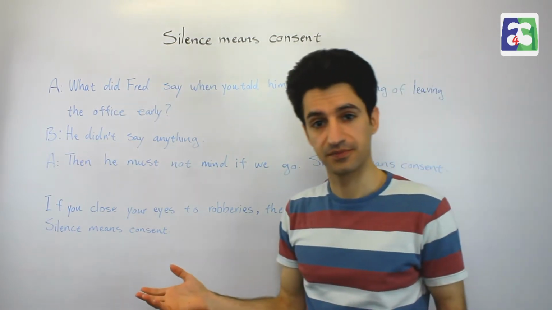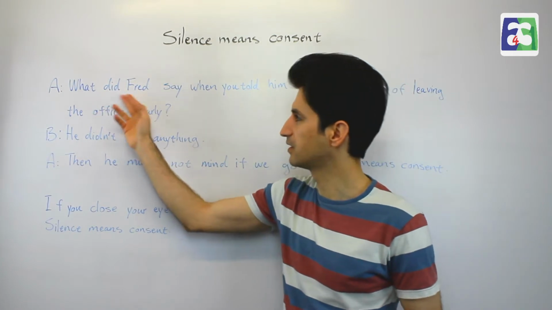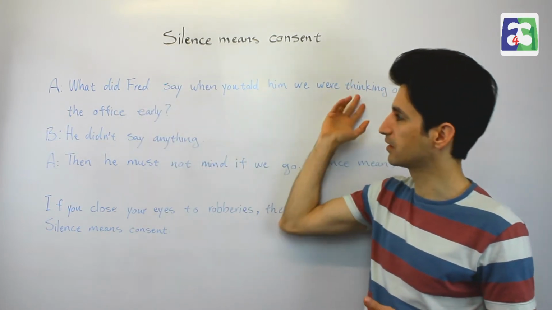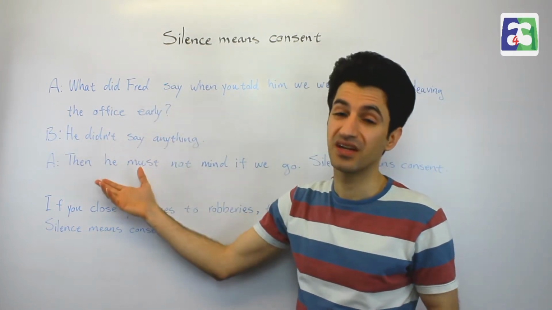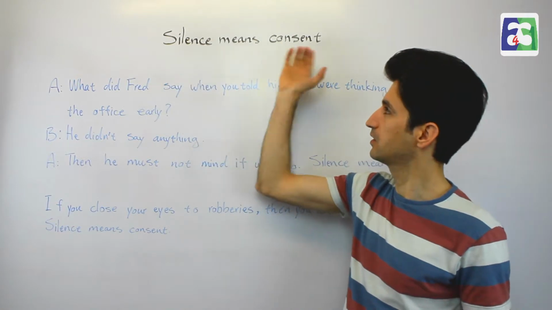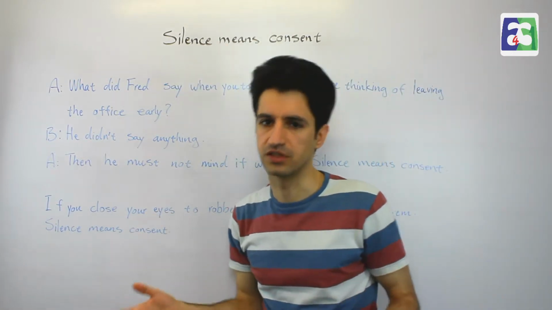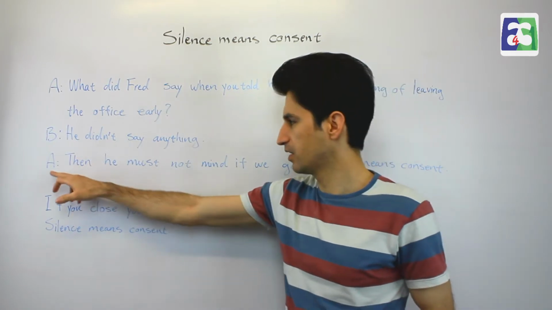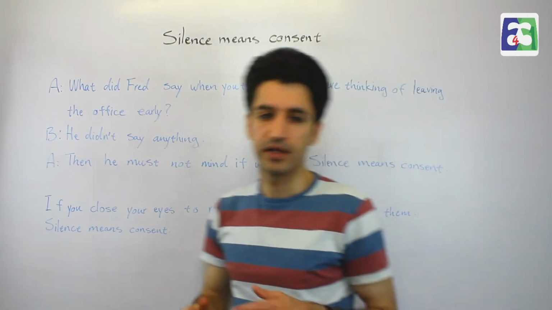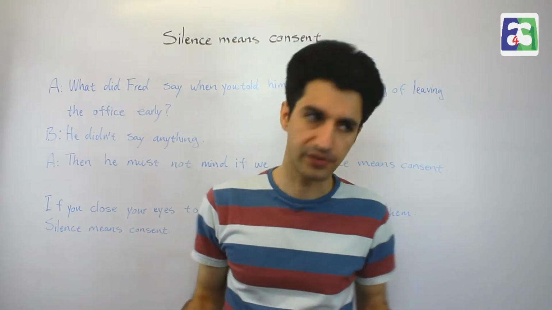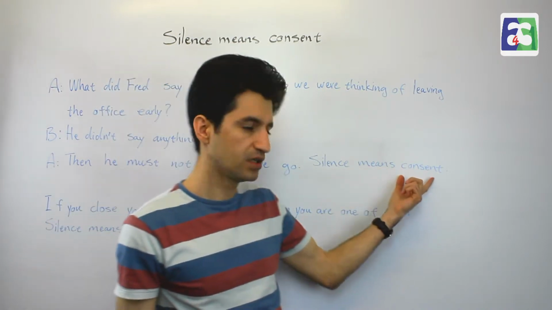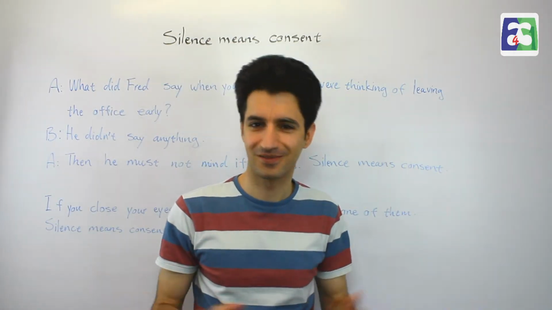Silence means consent, okay? Someone tells Fred that we, a group of people, maybe 2 or 3 or more people, are thinking of leaving the office early, and Fred doesn't say anything. So most probably he doesn't mind. He's okay with this decision. And A also concludes that he must not mind if we go. He must be okay with this decision, because he has kept silence. He is not saying anything. So his silence means he agrees. He's okay with it. Alright?